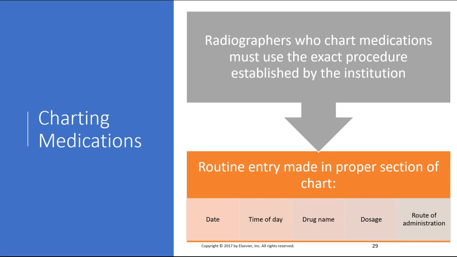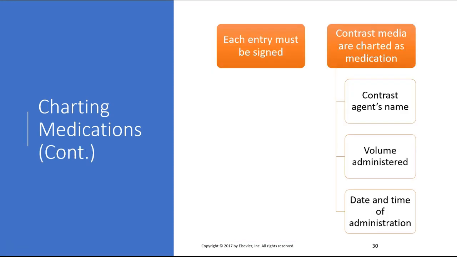So chart the medications. The radiographer who charts medication must use the exact procedure established by the institution. The route of entry is made in the proper section of the chart. Usually that's date, time of day, drug name, dosage, and route of administration, and you always have your name in there too. The entry must be signed. Contrast media are charted as medications, and you're going to put the contrast agent name, how much you gave, the date and time of administration, and you sign it.